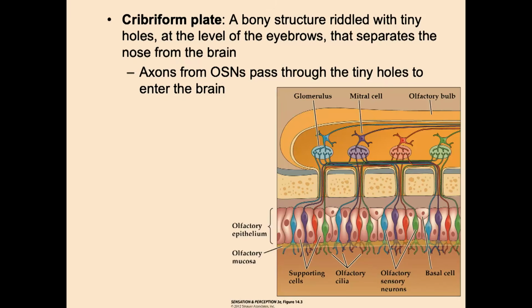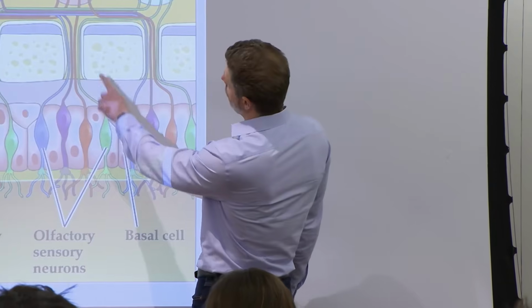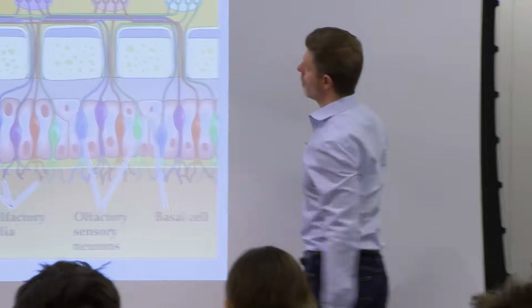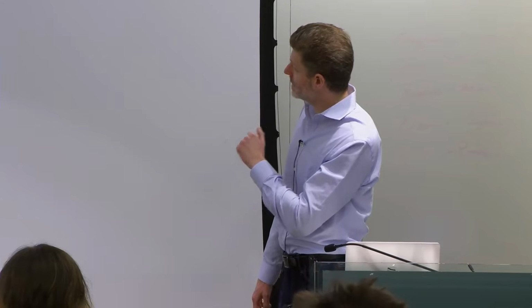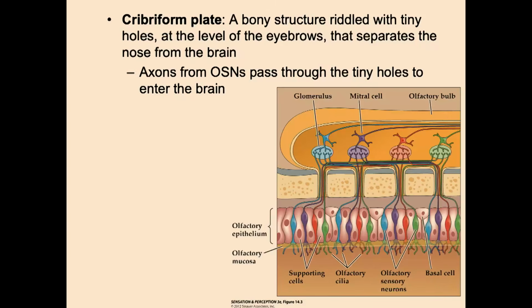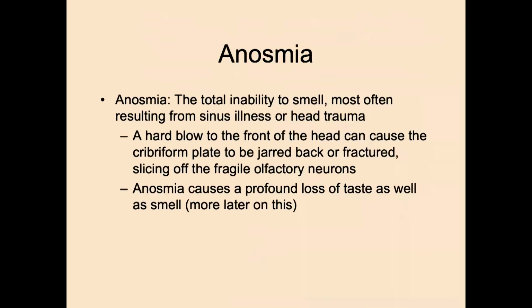Okay, so we have these olfactory sensory neurons with their receptors, and their axons go through this bony structure called the cribriform plate. It's a bone that's got all these holes in it that separates the nose from the brain. And this is the olfactory bulb where those signals project. The consequence of this, because these receptors are just out there on the other side of this bone, is that you can lose your sense of smell if you get hit hard in the head.